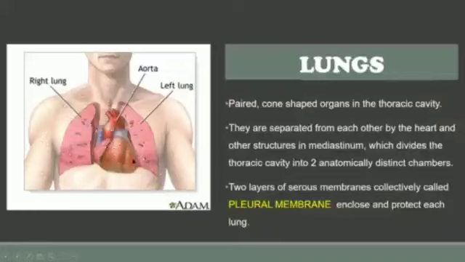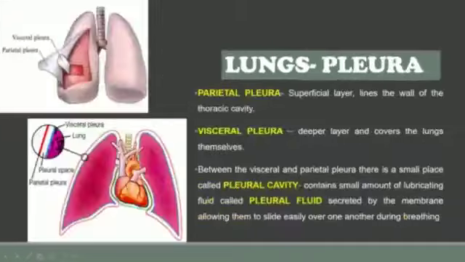Now, what is mediastinum? Mediastinum is a division or a section of the thoracic cavity which holds structures like the lungs, the heart, larynx, part of the trachea and other structures. Now, each lung, when you see each lung separately, is covered by two layers of serous membranes. These two membranes you call pleura.